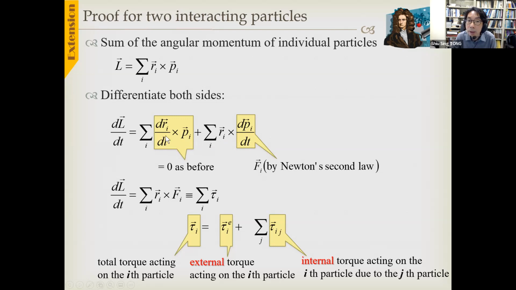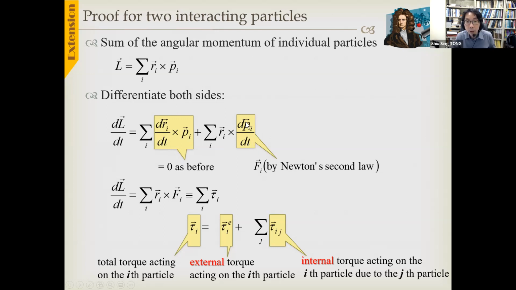Now we have the summation, but that doesn't matter. The summation can be distributed to each of these terms, right? So we have the same thing as before. Now I find that the first term is 0 because dRi/dt is Vi, right? Vi cross with Pi is just Vi cross with Vi, apart from that m. And so it is 0 as before. And so we have only the second term.